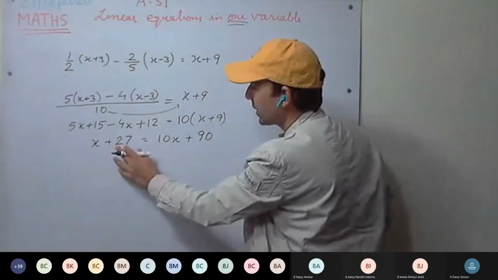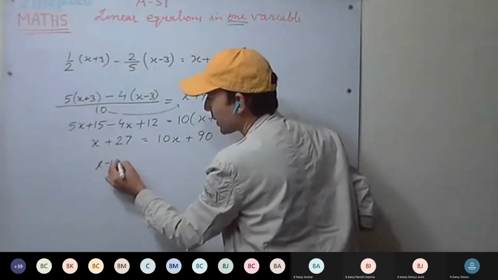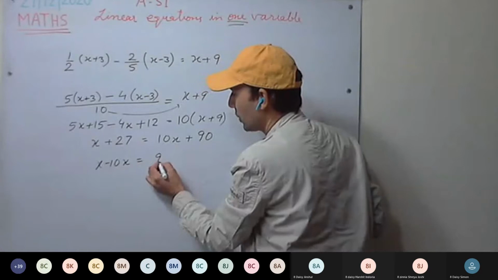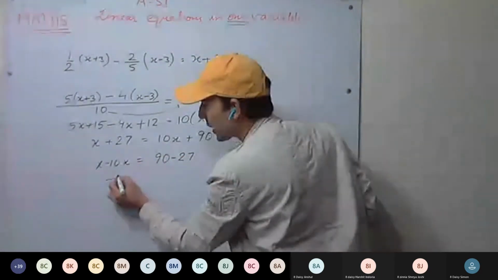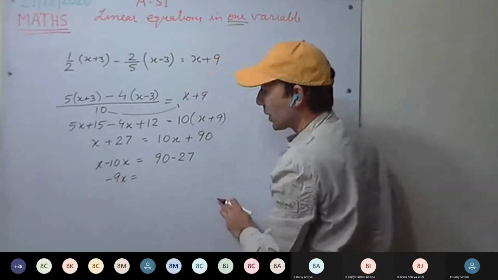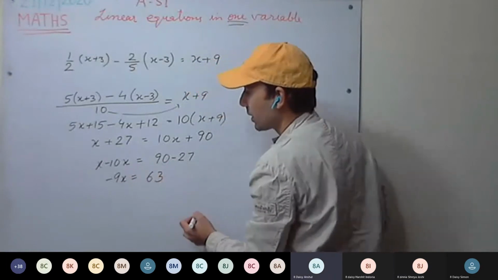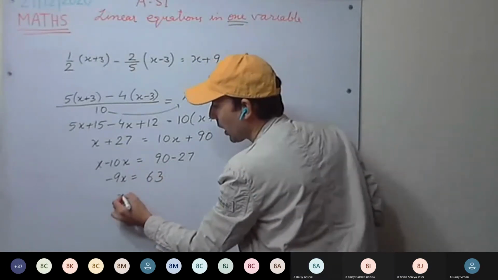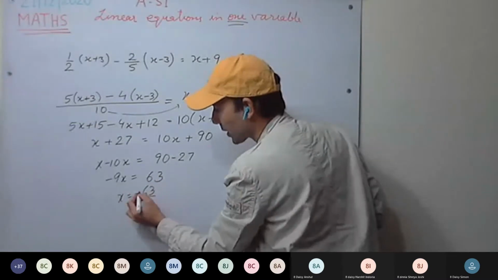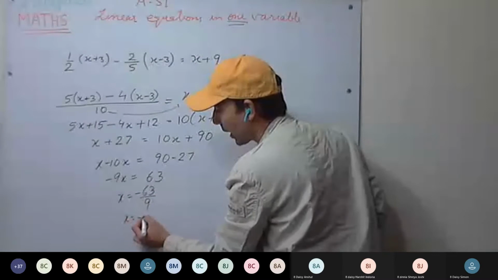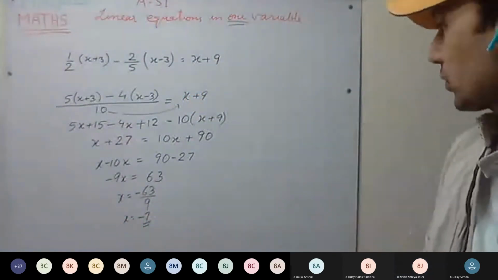Okay. X on one side, all the numbers on the other side. So x minus 10x equal to 90 minus 27. Minus 9x. How much we are getting here? 63. Now x equal to 63 divided by 9 and minus sign. So how much is it? Minus 7.